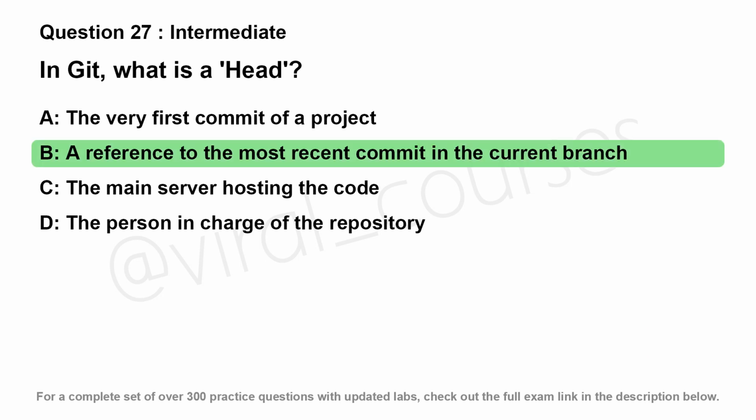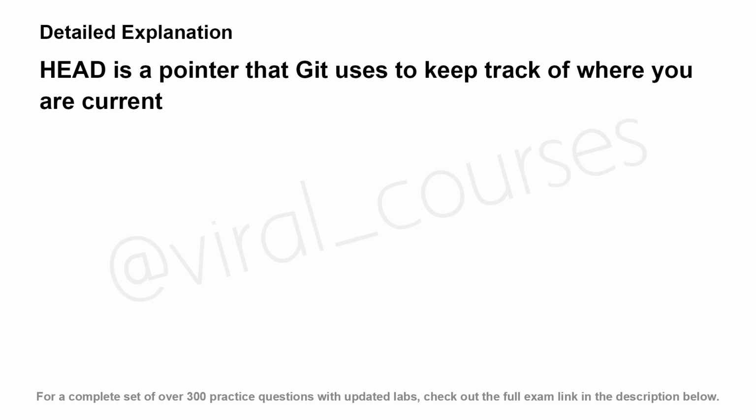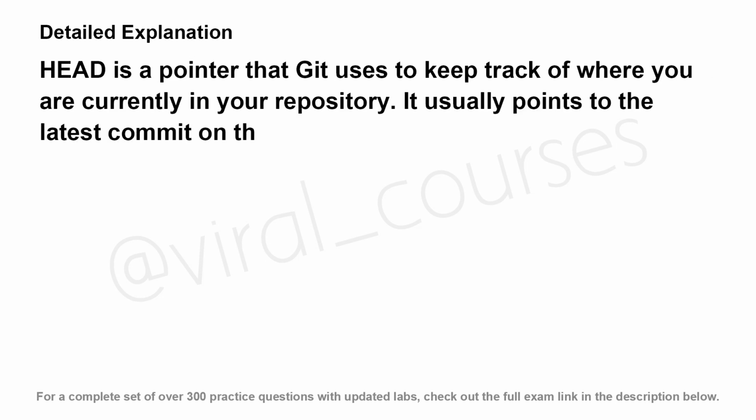The correct answer is B. Head is a pointer that Git uses to keep track of where you are currently in your repository. It usually points to the latest commit on the branch that is currently checked out.